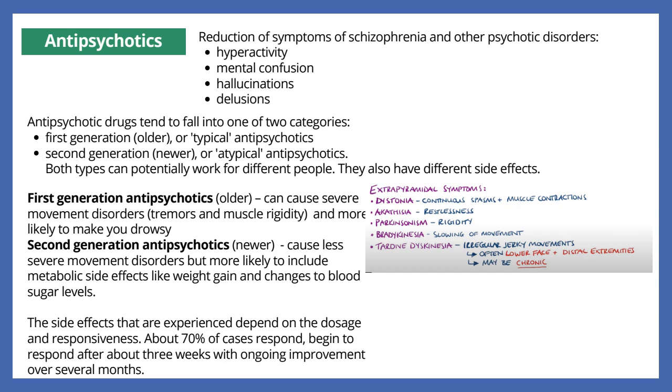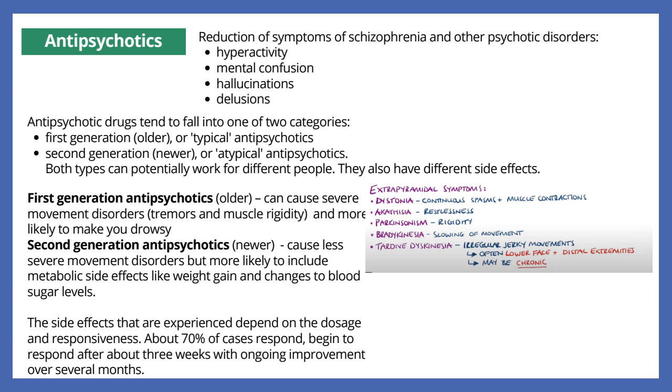effects. So our first generation antipsychotics can actually have side effects that cause movement disorders such as tremors and muscle rigidity, and they also can make you drowsy, whereas your second generation, the newer ones, cause less severe movement disorders, but also have side effects like weight gain and changes to our blood sugar levels. So it's important to understand that the medication might help alleviate the symptoms, but there are significant side effects, especially when you're dealing with medication at the level of antipsychotics.